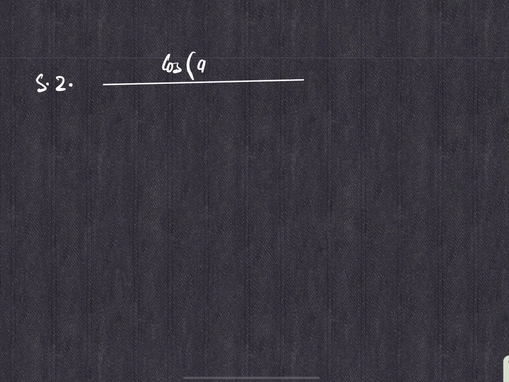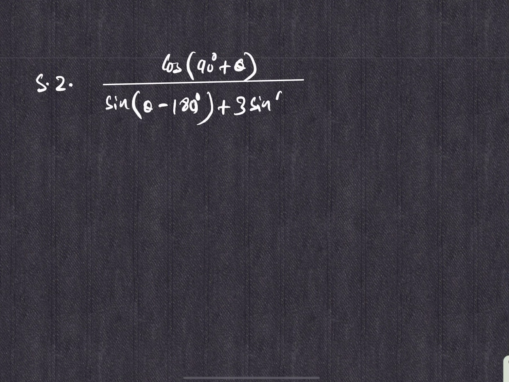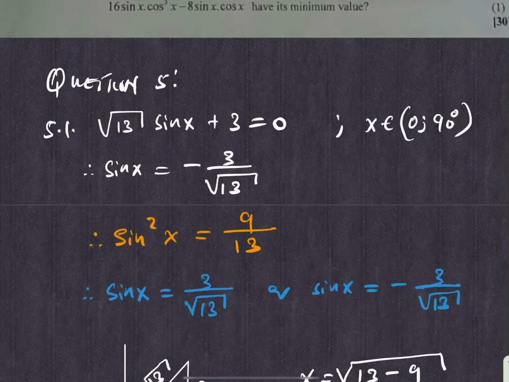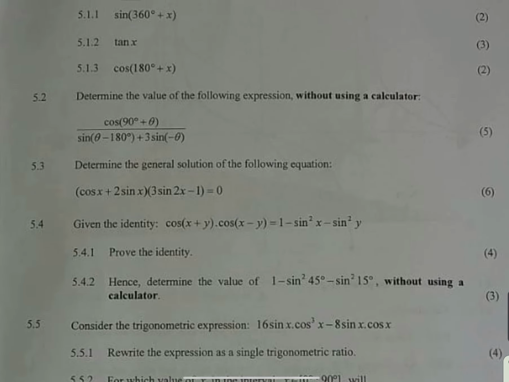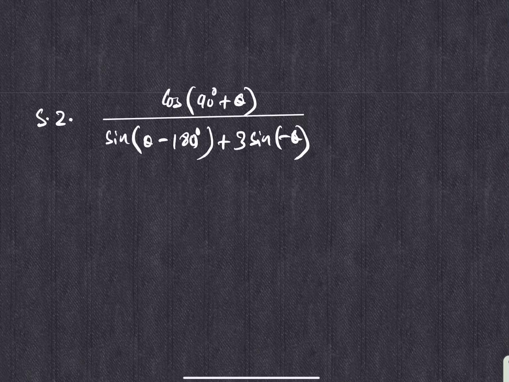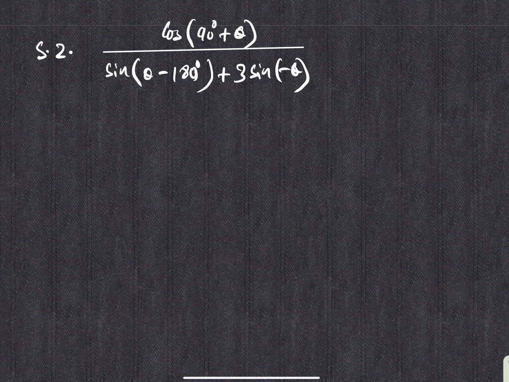Cos of 90 degrees plus theta over sine of theta minus 180 degrees plus 3 sine of negative theta. Let's confirm if it's what we are given here: cos of 90 degrees plus theta over sine of theta minus 180 degrees plus 3 sine negative theta. So we are going to use identities here to find the value of this.